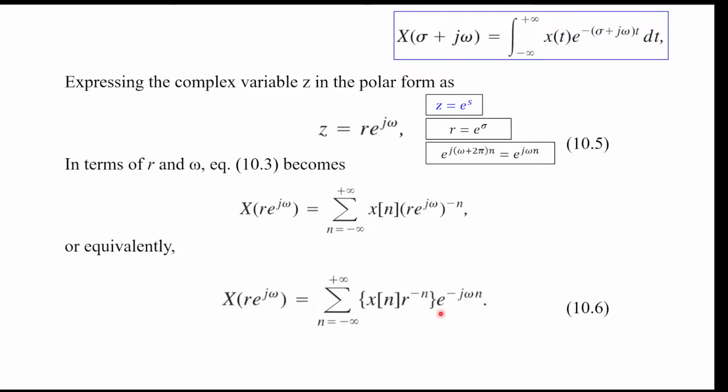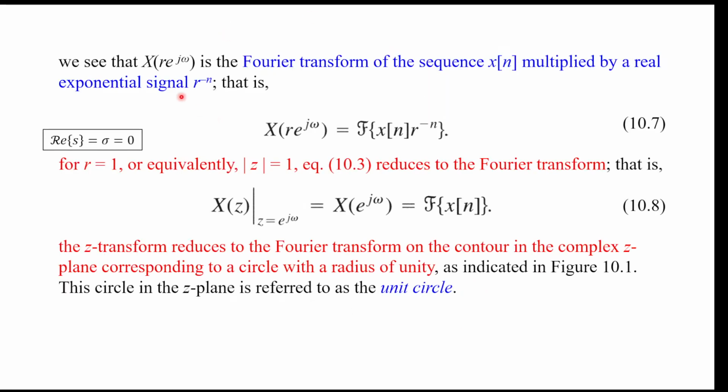We fix an r, then the z transform equals the discrete time Fourier transform of some function of r. The Fourier transform is the summation over n of your function times e to the minus j omega n. Indeed, this big X of r e to the j omega is the Fourier transform of x of n times r to the minus n. And when we set r equal to 1, which corresponds to sigma equal to 0, then our expression reduces to the Fourier transform.